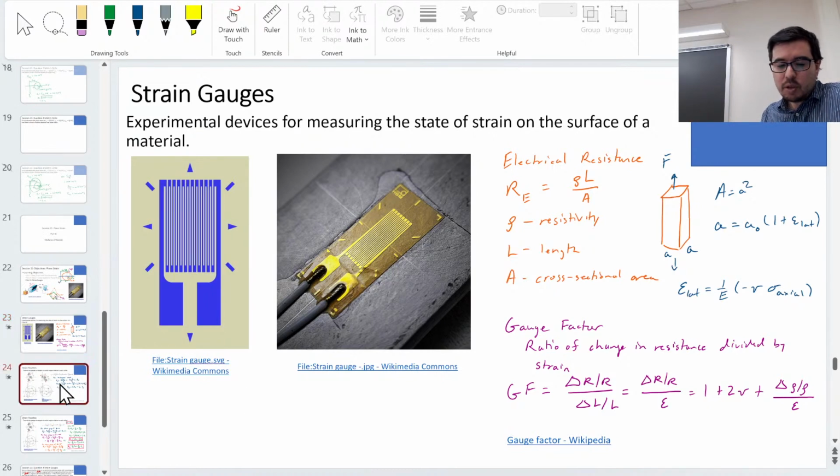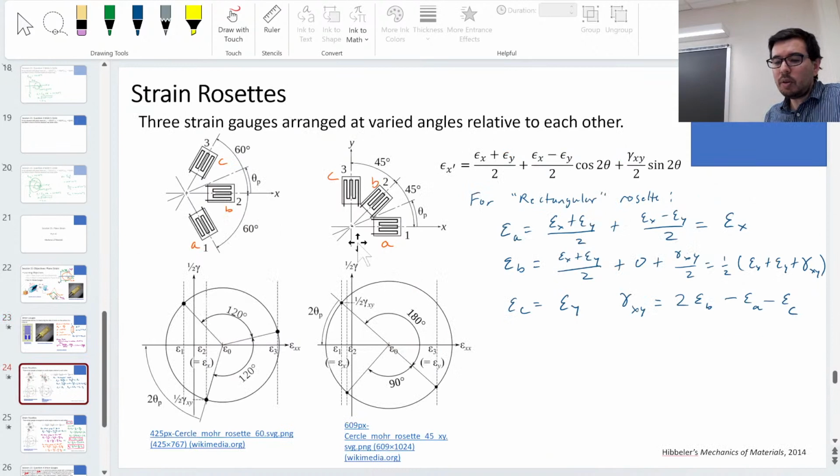So the point here is that we have a technique for measuring strain, but it's not always that simple. If you only care about strain in one direction, great. But as we've discussed, we often care about strain in a couple directions. We may want sigma, or epsilon 1, epsilon 2, or epsilon x, epsilon y, and we may want a shear strain as well.